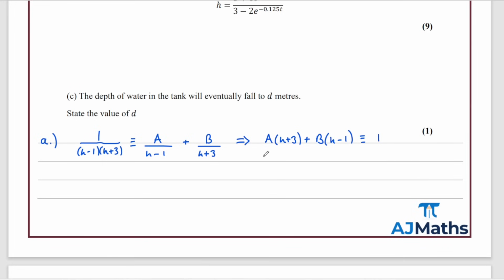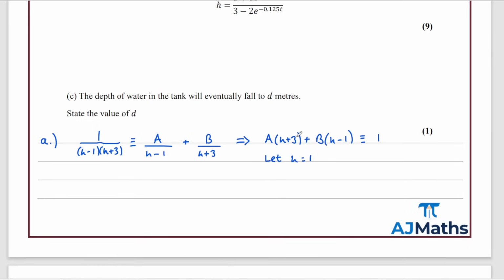So all I'm going to do now is substitute values of h in to eliminate both a and b. For example, if we let h equal 1, I get 1 minus 1, which is 0. B times 0 is 0. And from there, we can go on to solve for a.